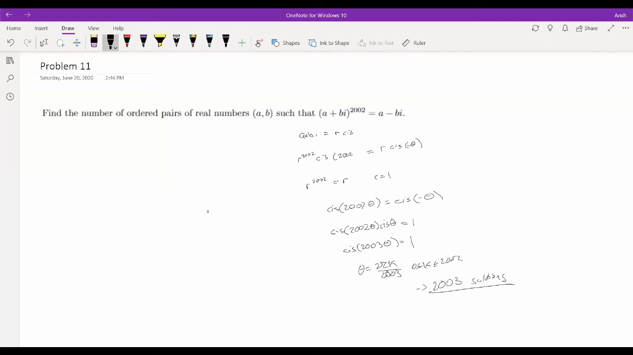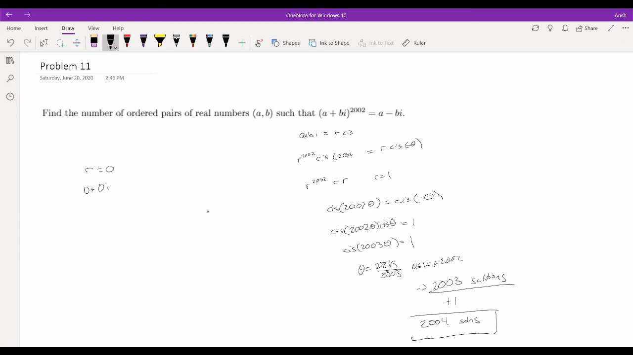But we have to be careful again, because earlier when we solved for the magnitude, we actually forgot one case. Obviously, r to the 2002 equals r has r equals 1 as a solution, but r can also be 0. We can have just the complex number 0 plus 0i as a solution. So when r is equal to 0, we actually have one more solution. So our answer is 2004, not 2003.